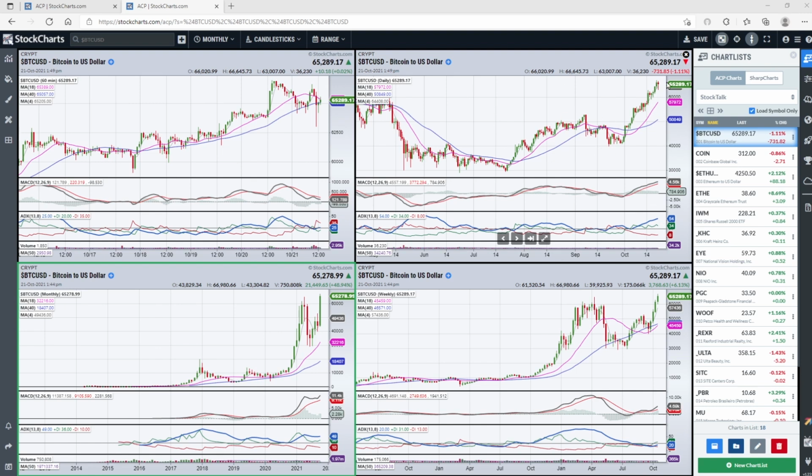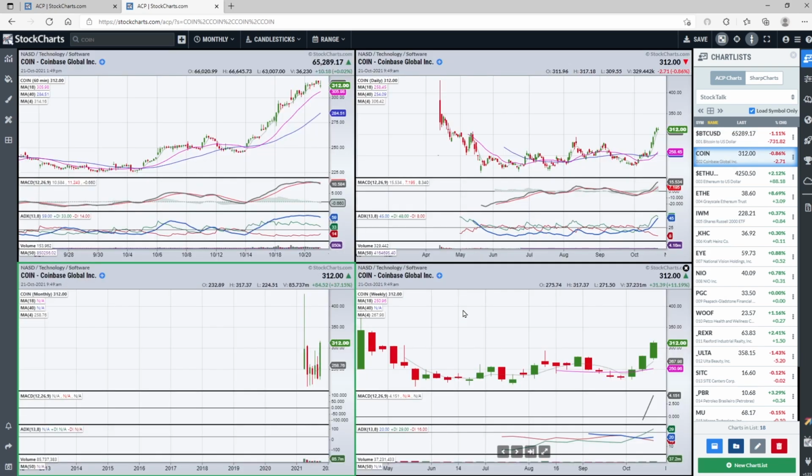I like the looks of this. It's just gotten a little ahead of itself in the near term. So let's go to Coin, obviously another one of these stocks in this space.